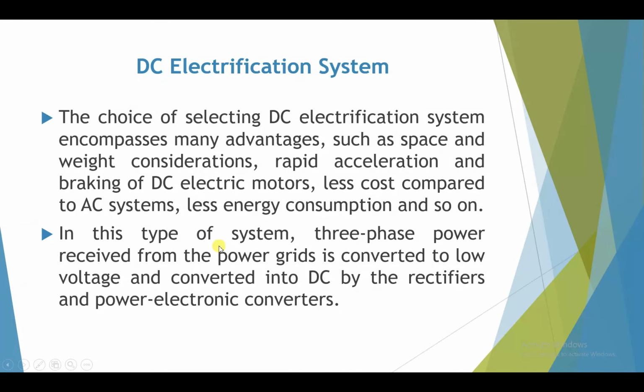In this type of system, three-phase power received from the power grid is converted to low voltage and converted into DC by the rectifier and power electronic converters, as we are using AC and producing AC in our grid. So first of all, we need to convert it into low voltage, then into DC.